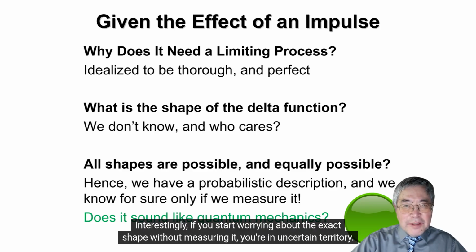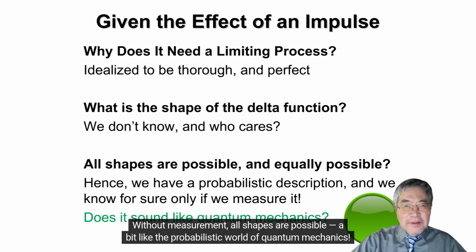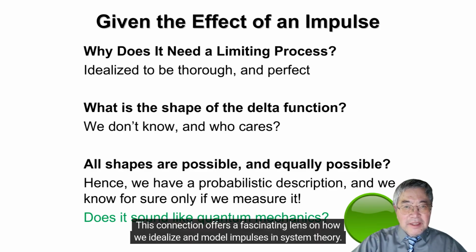Interestingly, if you start worrying about the exact shape without measuring it, you're in uncertain territory. Without measurement, all shapes are possible, a bit like the probabilistic world of quantum mechanics. Only when we observe or measure do we know what's truly there. This connection offers a fascinating lens on how we idealize and model impulses in system theory.